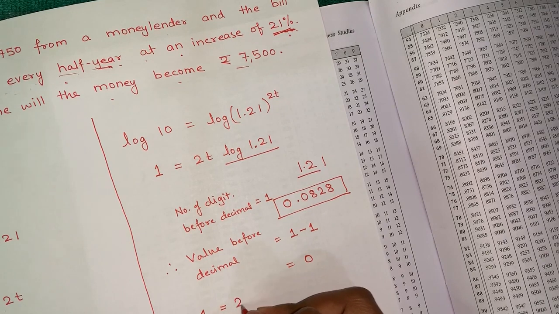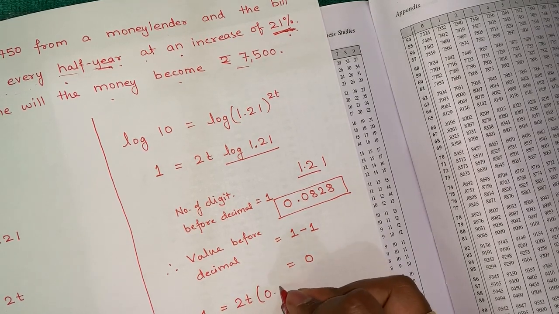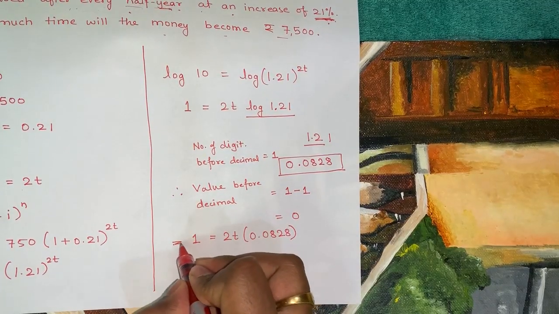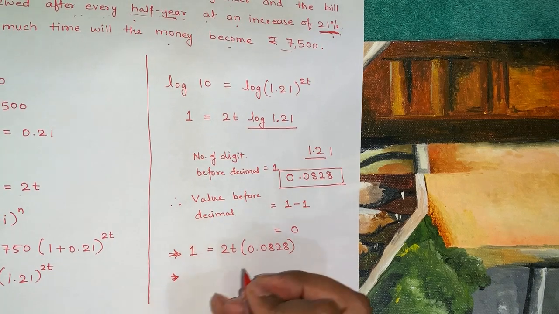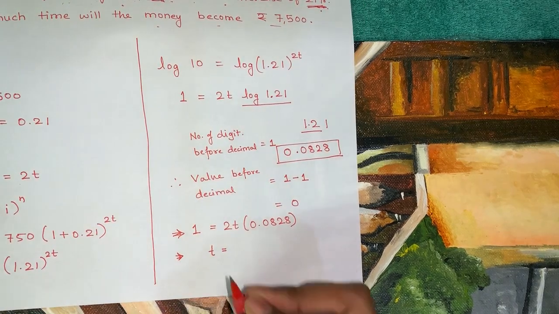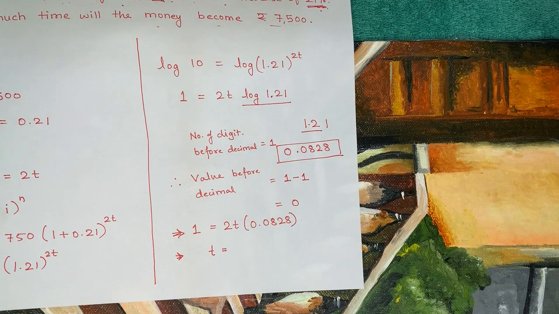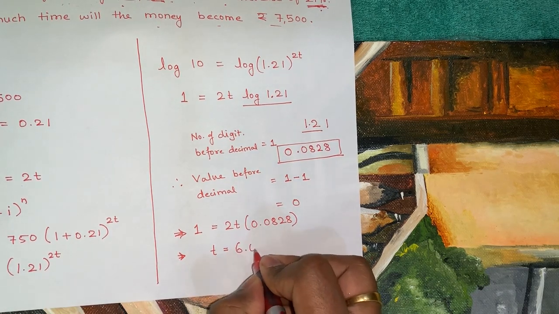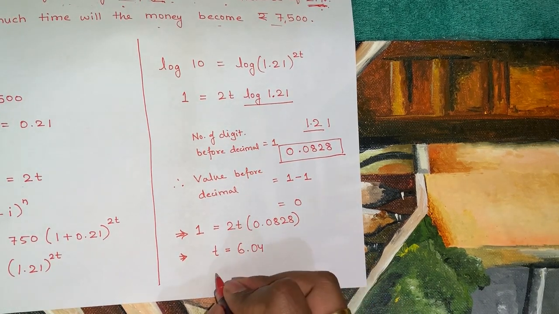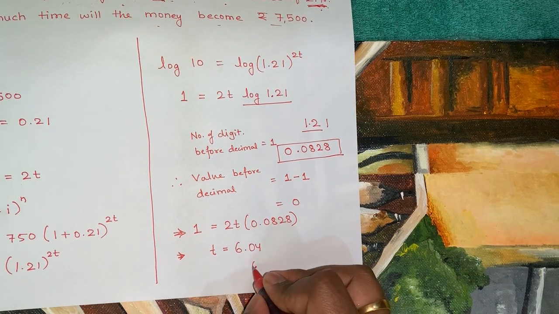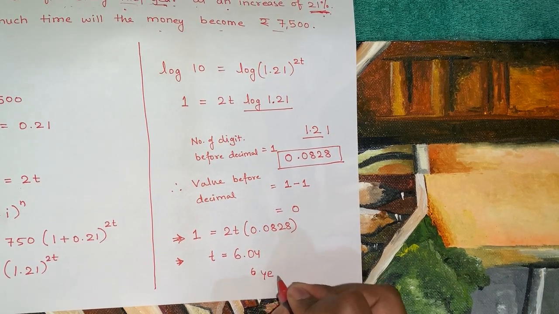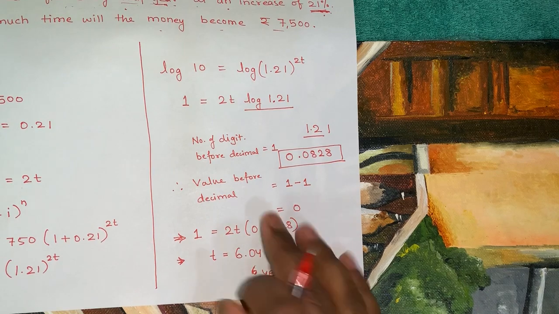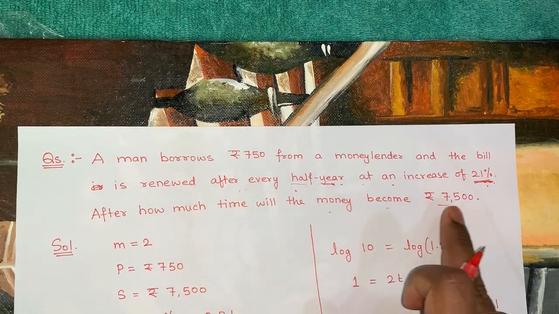So let's put the value here. 1 equals 2t multiplied by 0.0828. After solving, we get the value of t is equal to 6.04, which means that it will take 6 years for the principal, which is rupees 750, to become 7,500.